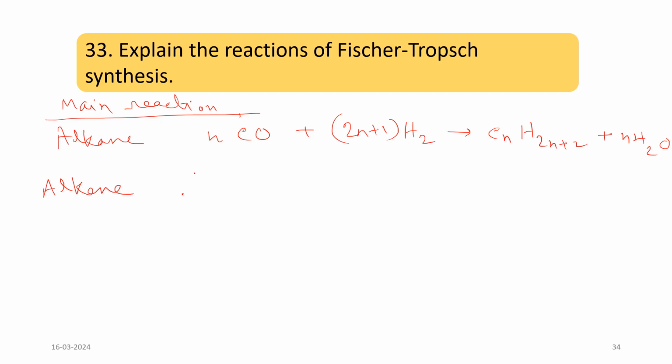Next, the alkene. Its reaction is nCO plus 2n of H2 produces CnH2n plus nH2O, right?